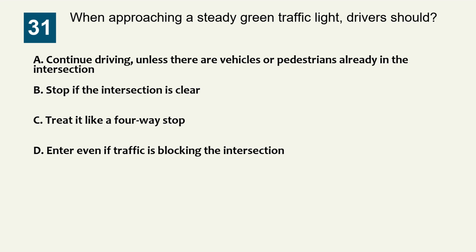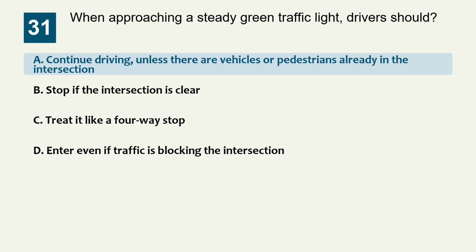Question 31. When approaching a steady green traffic light, drivers should, option A, continue driving, unless there are vehicles or pedestrians already in the intersection. Option B, stop if the intersection is clear. Option C, treat it like a four-way stop. Option D, enter even if traffic is blocking the intersection.